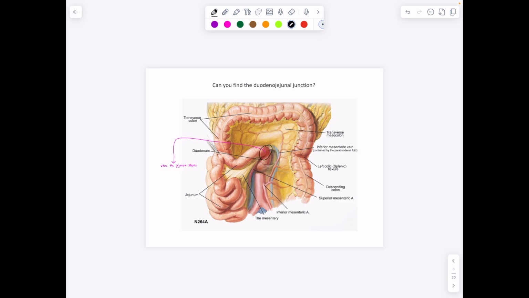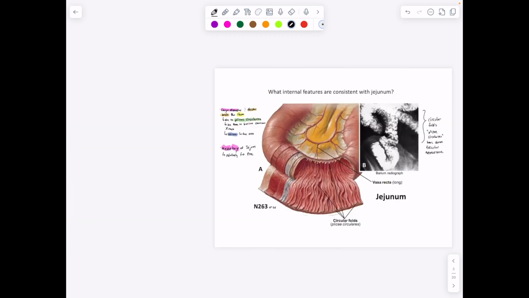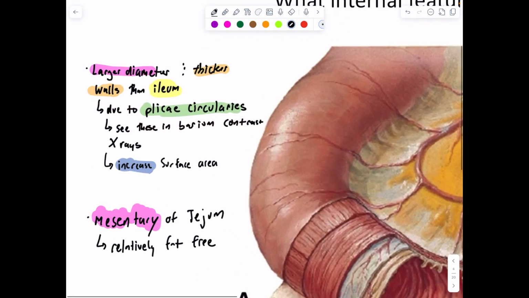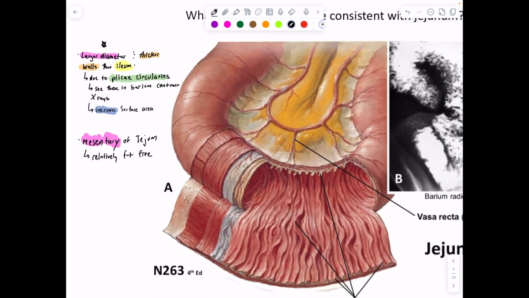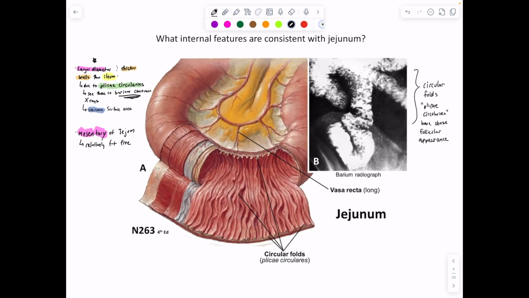All right, so starting with the place that we know for sure jejunum is, we have this duodenal junction, and you can see that we have the duodenum coming from retroperitoneal, and then when it goes past this opening, we have this junction, we have the jejunum. So not too bad. The jejunum has a larger diameter and thicker walls than the ileum. It also has these plicae circulares, which increase the surface area available in the jejunum. And you can see these on barium contrast, but they're right here, these wavy lines.